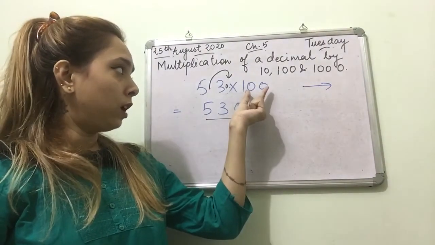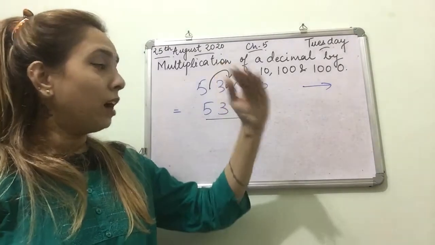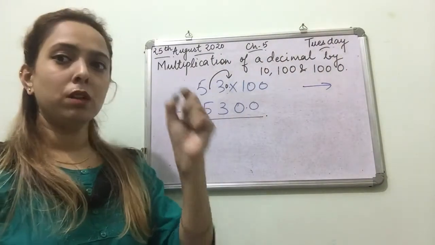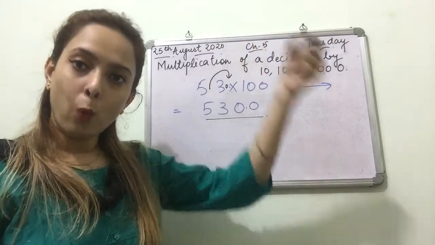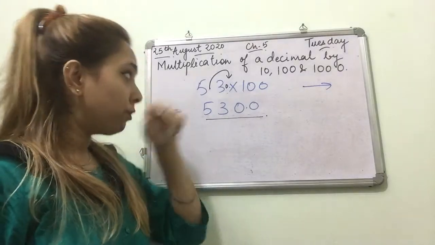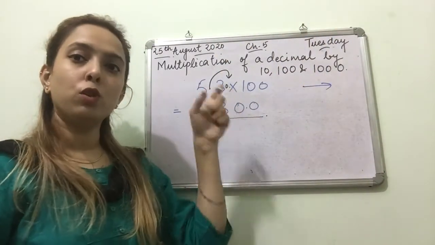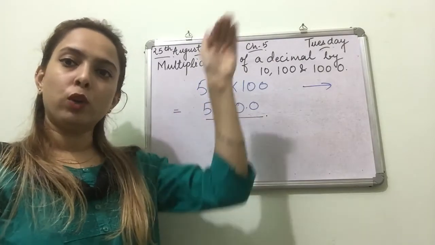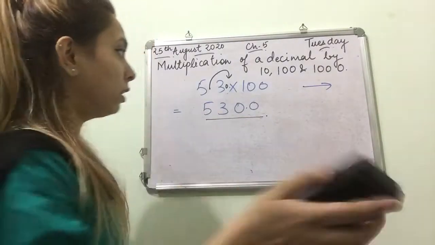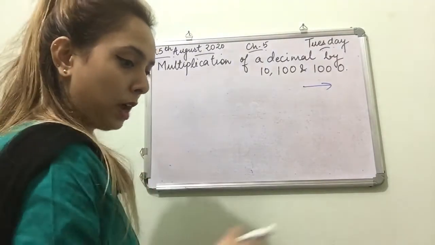Whatever zeros you have in the question, your decimal will be shifted accordingly. If you have 10 in your question, you will shift the decimal only after one digit. If you have two zeros, like 100, you will shift the decimal after two digits. If you have only one digit, you can put a 0 and then shift the decimal. And suppose you have 1000 in the question, how will you shift the decimal? Just have a look here.